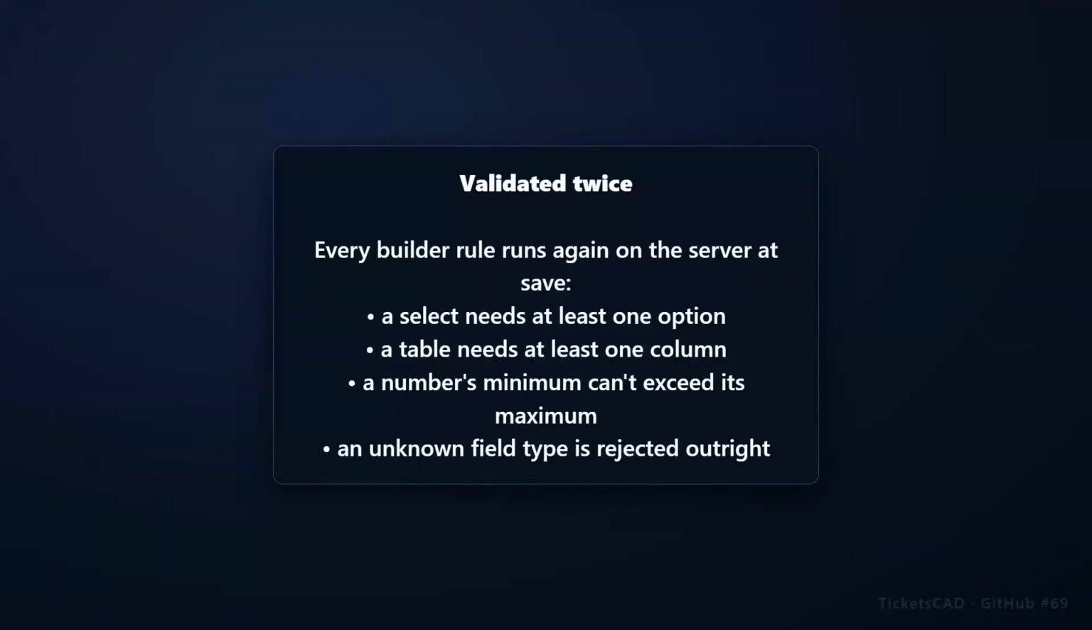Every rule shown while building this type: a select needs at least 1 option, a table needs at least 1 column, a number field's minimum can't exceed its maximum, an unknown field type is rejected outright. It is enforced a second time on the server when you save. A malformed request built by hand, bypassing the browser entirely, gets refused exactly the same way the editor's own form would refuse it.